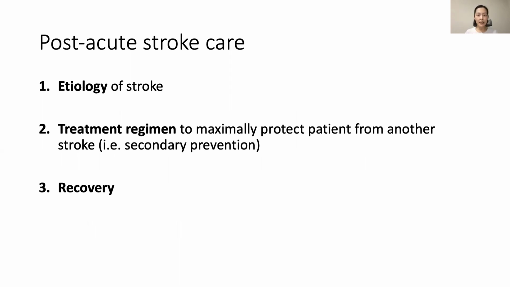And for me, from a stroke neurologist perspective, the post-acute stroke care really focuses on these three things: identifying the etiology of the stroke, why did it happen, and then deciding on a treatment regimen to prevent them from having another stroke, because all patients, once they have a stroke, are at a high risk for having another one. And then guiding them through their recovery.